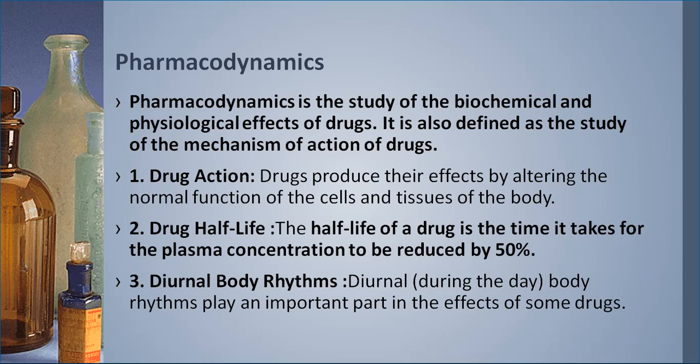Another term we are supposed to know is drug half-life. The half-life of a medicine is the time it takes for the plasma concentration to be reduced by 50%. So assuming the medicine's plasma concentration in the blood is 500 milligrams, and it takes 4 hours to be reduced to 250 milligrams, then we say that is the half-life. The half-life is 4 hours.